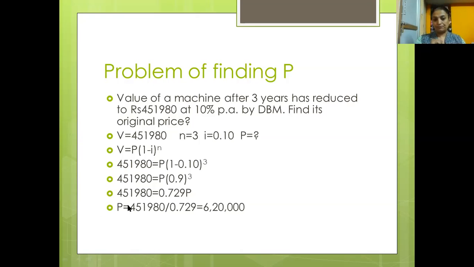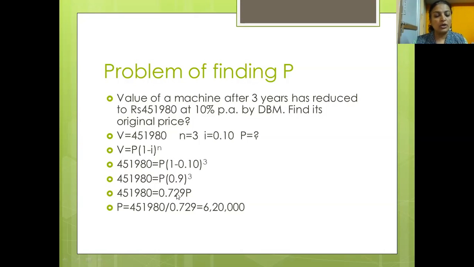And we have to take the formula as V is equal to P within the bracket 1 minus I raised to the power of N. Then V we have to keep. What is the price after depreciation? It is the value 4,51,980. P we don't know, so we are keeping P as P only. So 1 minus rate of depreciation 0.10 raised to the power of 3 years. Here 1 minus 0.10 first you do, that is 0.9. Then raised to the power of 3 we have to take. And we have to do 0.9 into 0.9 into 0.9, that is 0.729P.